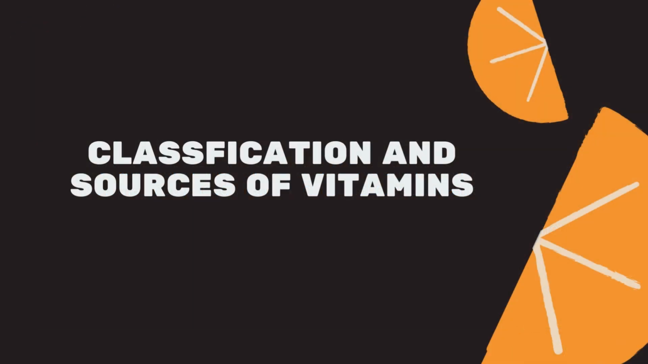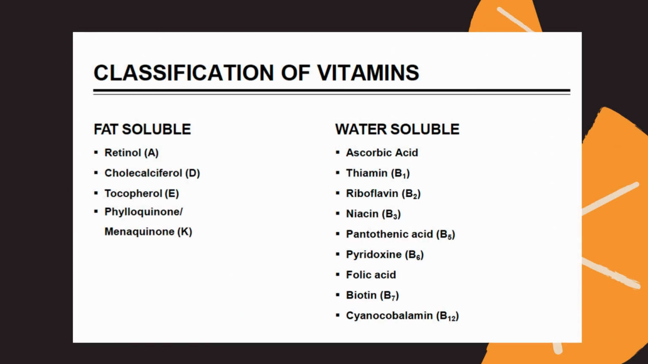Moving on to the classification and sources of vitamins. Vitamins can be classified into fat-soluble and water-soluble vitamins based on their solubility property. Fat-soluble vitamins are vitamins A, D, E, and K, while water-soluble vitamins are vitamins B and C. This list shows the classes of vitamins with their active forms.